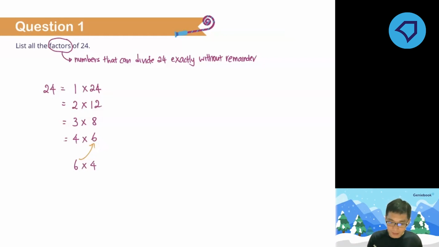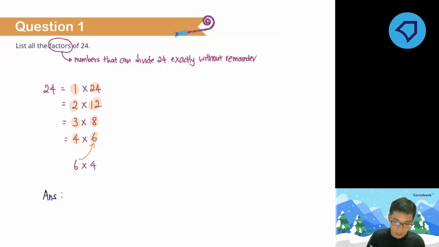So then your answer in this case, all right, how do you present your answer? You can say that the factors of 24 are basically all these numbers over here. This, and this. And when we present our answer, take note, we usually will present the factors from the smallest to the largest.